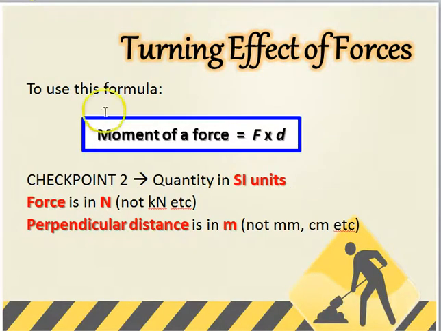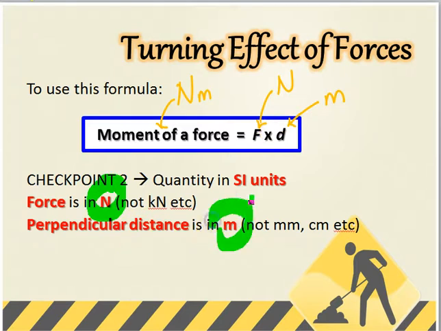Checkpoint 2. This is the second thing here. First we talked about perpendicular distance. Second thing is we must make sure that the quantities are in SI units. So what's the unit for moments? This will be in Newton meter. For force, it must be in Newton. For distance, it must be in meters. So take note, force is in Newton, perpendicular distance is in meters. They must be in their SI units. This is very important. Otherwise, your moments will no longer be Newton meter. They will be something different. So please take note of this.